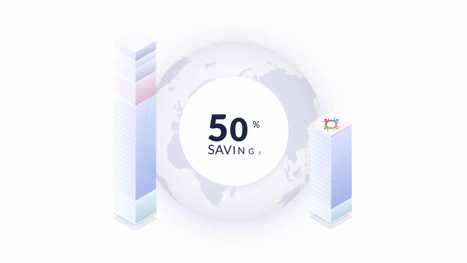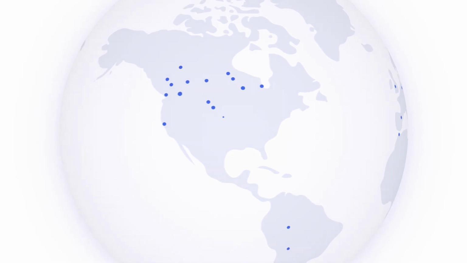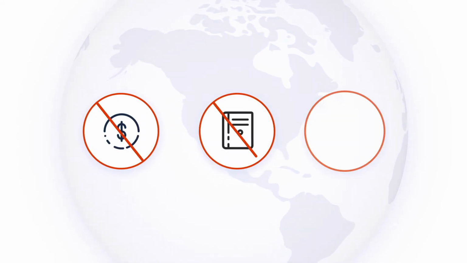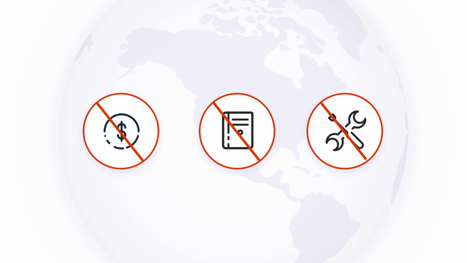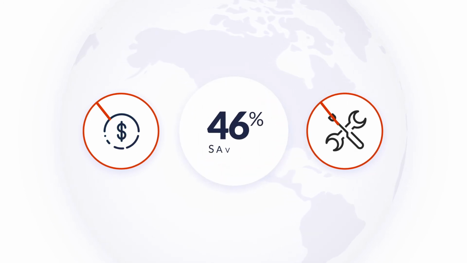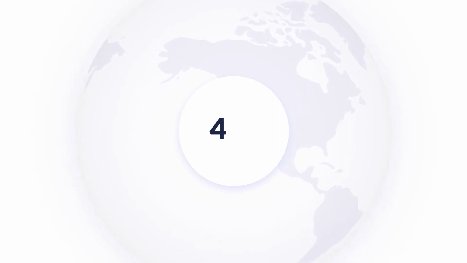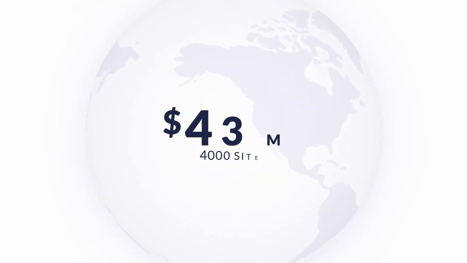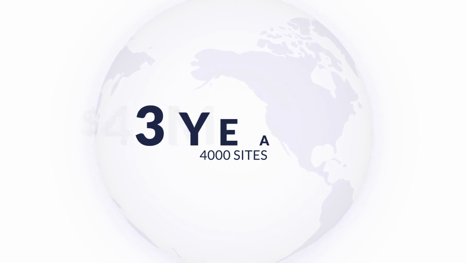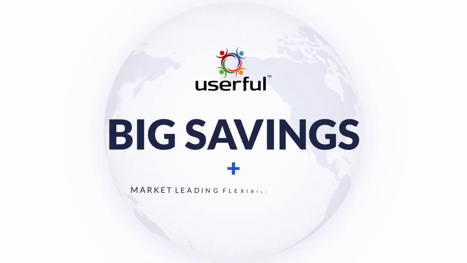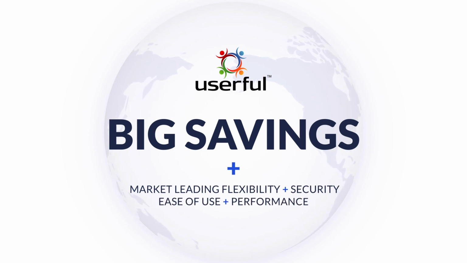And if those savings are extended out at scale, consider a company with 4,000 locations worldwide and 12 screens in each. By eliminating expensive hardware licenses, unnecessary hardware, and the ongoing maintenance of that hardware, Userful offered a 46% savings, or almost $11,000 per location over 3 years. Scaled up by 4,000 sites, that's $43 million over a 3-year period. Big savings for a solution with a market-leading flexibility, security, ease of use, and performance.